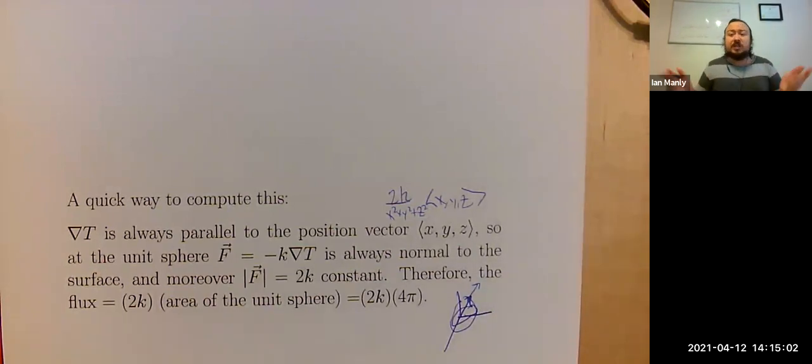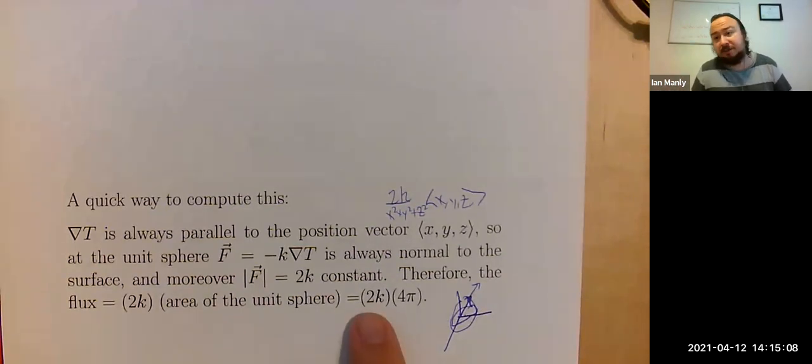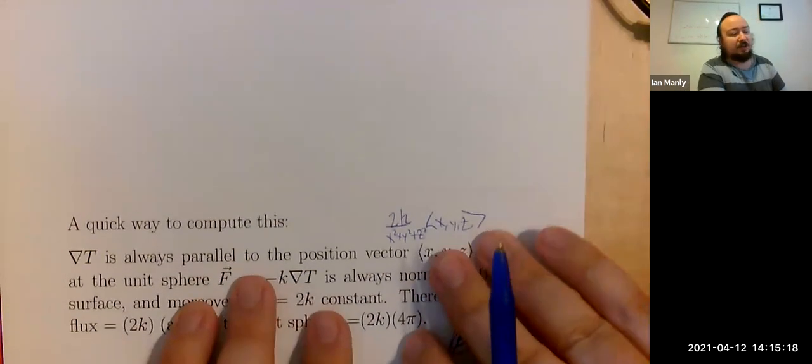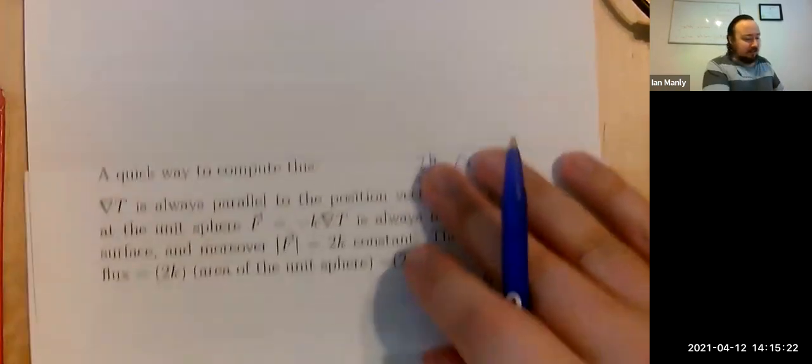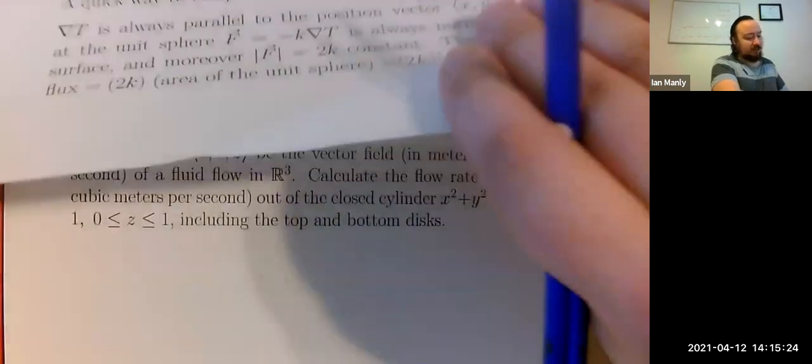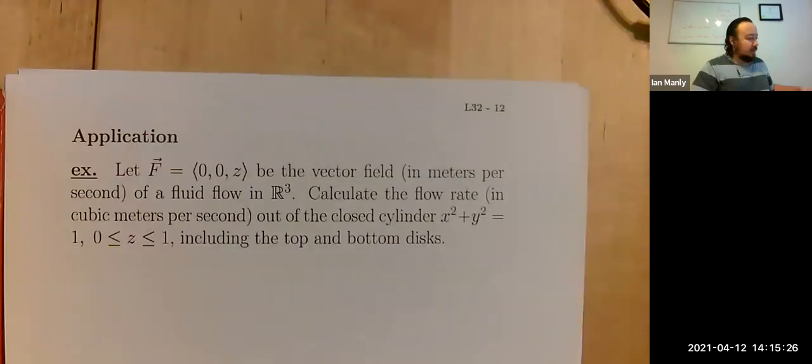So what this is saying is that per unit area, the sphere is radiating 2k of heat. And there are 4 pi units of this area, so you get 8 pi k. That's just kind of a sneaky way of doing this. Don't worry if you didn't see it that way. Doing it the other way wasn't too bad either with the way we did it earlier. All right, let's do one more application here.